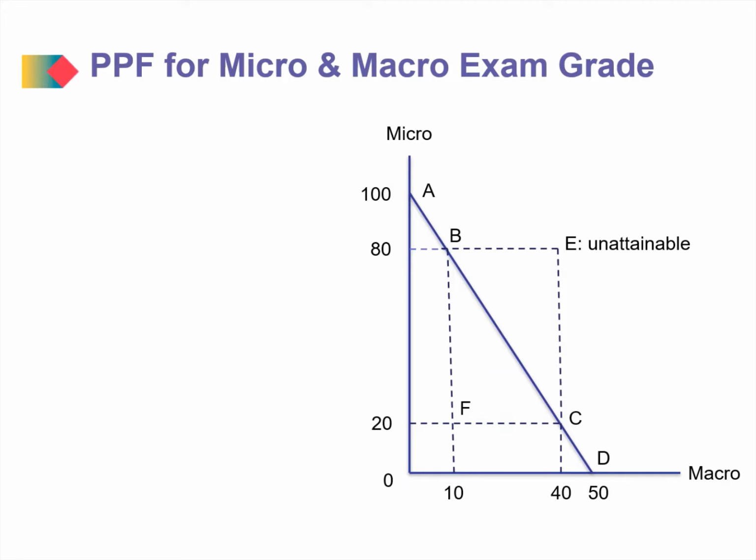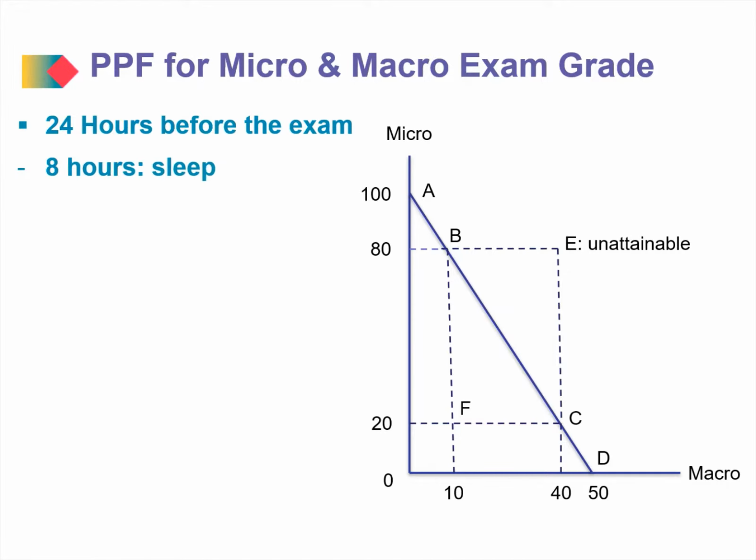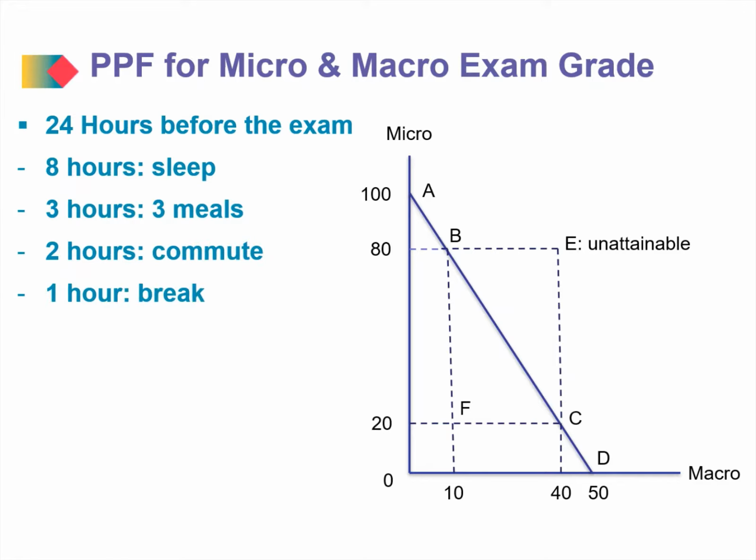Let's suppose that you have two exams tomorrow, microeconomics and macroeconomics. You have only 24 hours before your exam. Now you calculate how many hours you can study for the exam preparation. You spend 8 hours sleeping, 3 hours eating, 2 hours commuting, and you have 1 hour break time. So you can study for 10 hours.